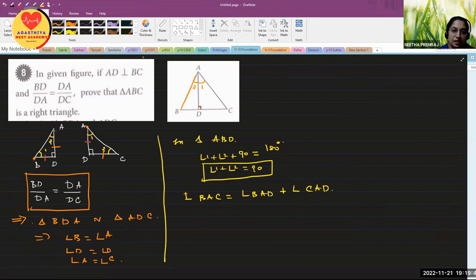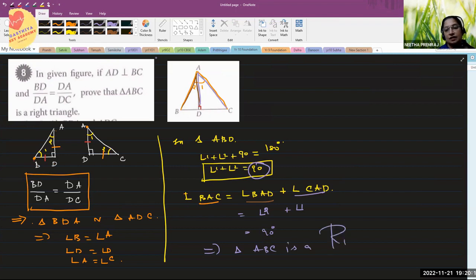Angle BAC equals angle BAD plus angle CAD, correct? So BAD is equal to angle 2. This is angle 1. What is it? 90 degrees. So which implies triangle ABC is a right angled triangle. That's it. Hence proved.